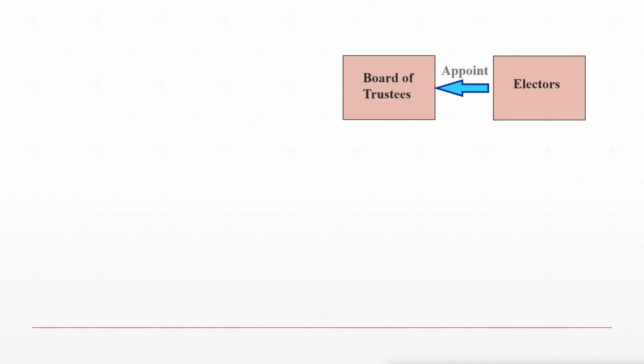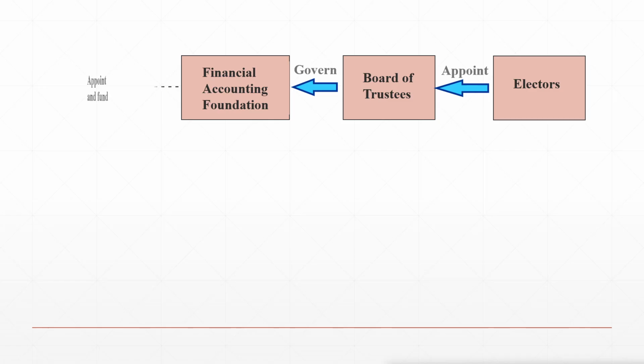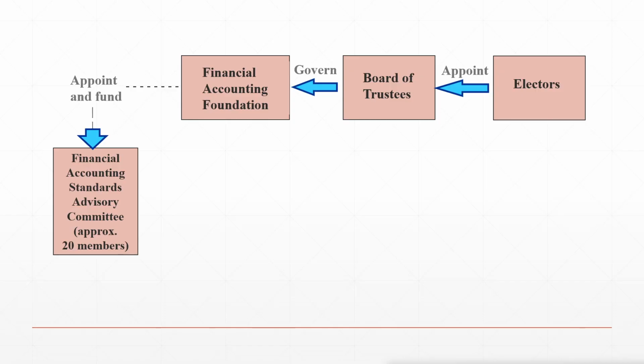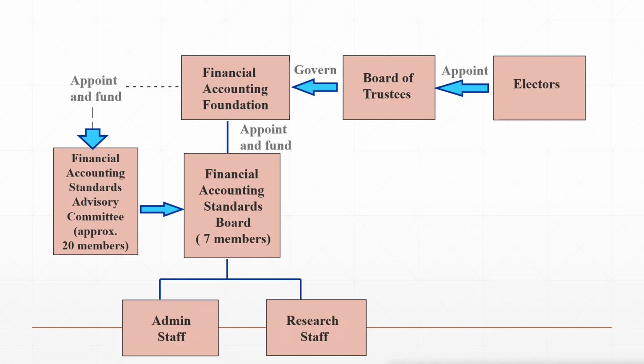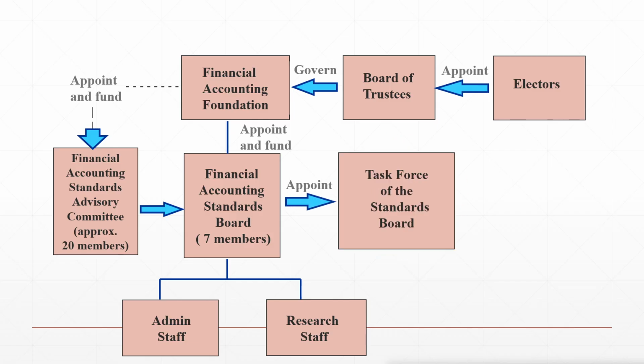What did that look like? So we had electors who appointed a board of trustees that governed the Financial Accounting Foundation, that appointed and funded the Financial Accounting Standards Advisory Committee, which was made up of approximately 20 members. And they made up the Financial Accounting Standards Board, 7 members. And they were also appointed and funded by the Financial Accounting Foundation. And those 7 members had admin and research staff. They appointed the task force of the Standards Board, and that task force worked directly with the FASB.